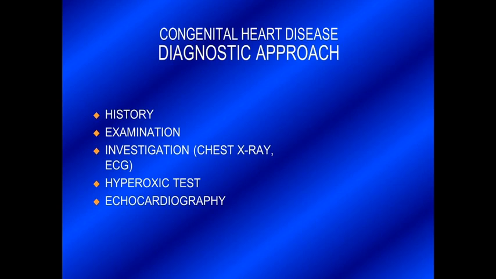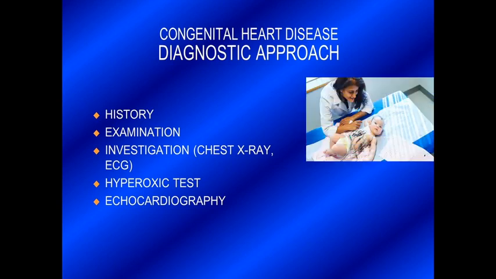Next, by doing certain investigations, a chest x-ray will show abnormalities in the size or the shape of the heart, and then ECG will show abnormalities in the heart rhythm. Then with an echocardiogram, you can see the structure and the function of the heart. So in congenital heart diseases, when an echocardiogram is done, it will show abnormalities in the heart structure and function.